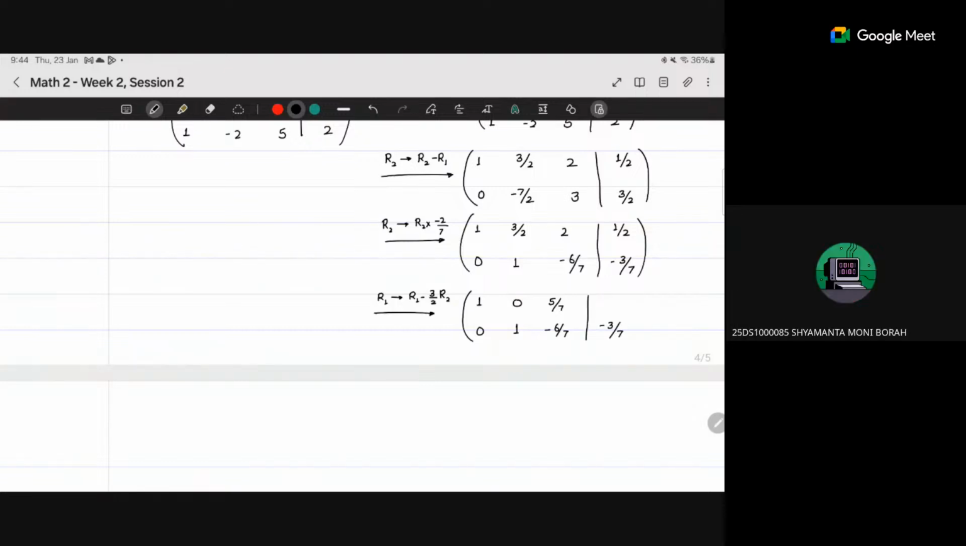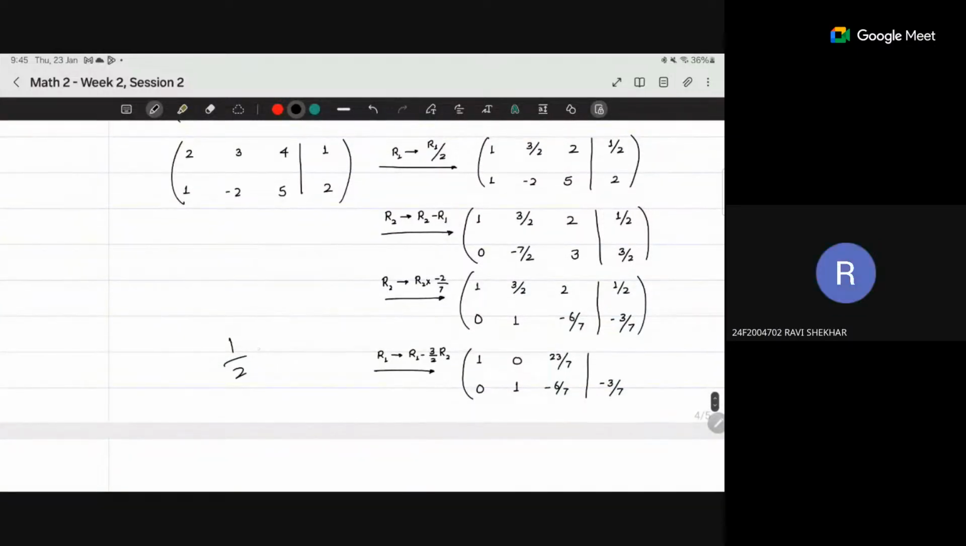This is not changing. So what is this entry? It becomes 2 plus 9 by 7, right? Because there is a minus already, and you're doing minus again. So 2 minus 3 by 2 into minus 6 by 7. 14 plus 9, 23 by 7. Yes, 23 by 7. And the other one is half plus 9 by 14.